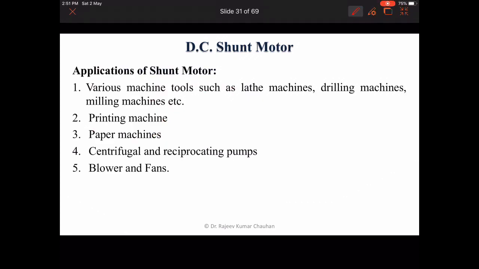Applications of a DC shunt motor: various machine tools such as lathe machine, drilling machine, milling machine, etc., printing machine, paper machine, centrifugal and reciprocating pump, blowers and fans.